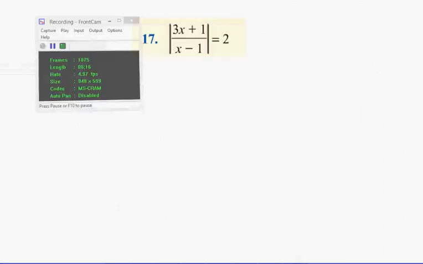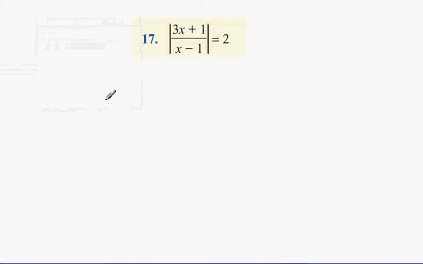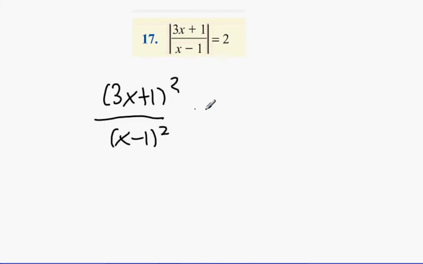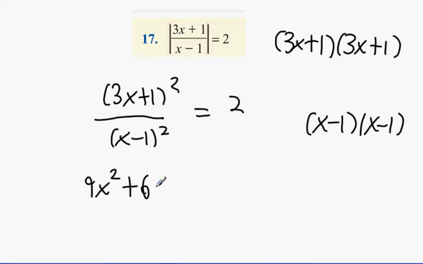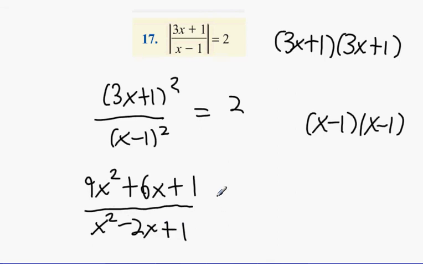What we're going to get here is this. Once again, just square both sides. You're going to get 3x plus 1 squared over x minus 1 squared equals 2. Square them out. It means 3x plus 1 by 3x plus 1. The bottom one is x minus 1 by x minus 1. Everybody knows how to multiply them out. You're going to get 9x squared plus 6x plus 1. On the bottom, you're going to get x squared minus 2x plus 1. It's going to be equals 2. You're going to cross multiply.